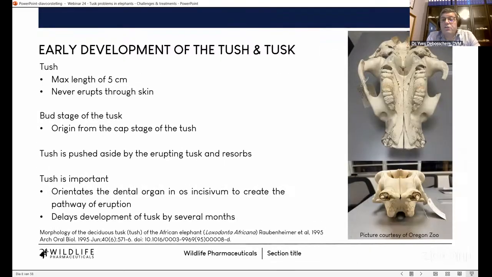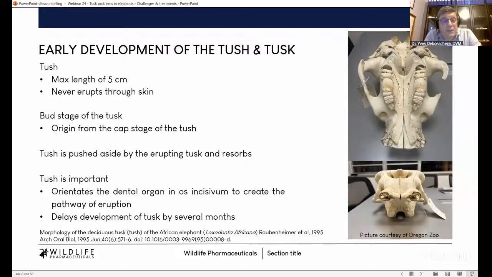So the tusk itself normally is between 5 and maybe sometimes 7 centimeters, but it will never erupt through the skin. Like already said, the bud stage of the tusk originates from the cap stage of the tusk, and when the tusk erupts, the tusk will be put aside and will resorb completely.